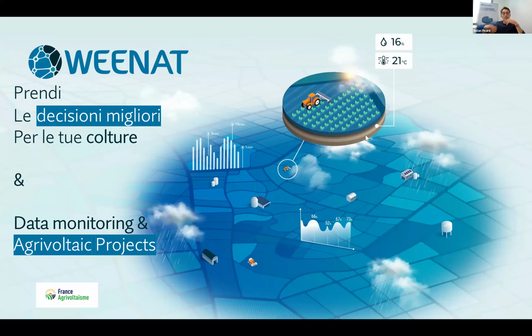Weenat is a monitoring company. Basically, Weenat is a sensor, an IoT company. We've been working for 10 years now in monitoring data for farmers and the farming industry. And for a couple of years now, we've been partners in the development of agrivoltaic projects, mainly in France. We are a member of an equivalent of AIAS, which is France Agrivoltaïsme.